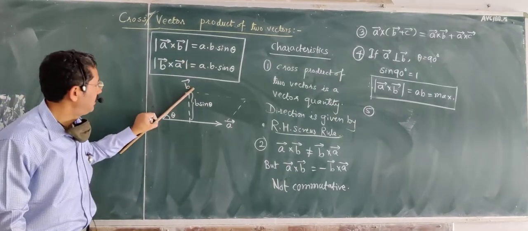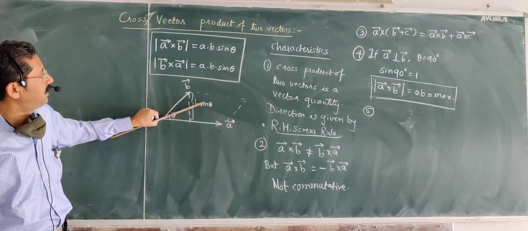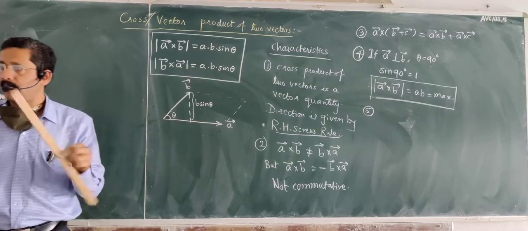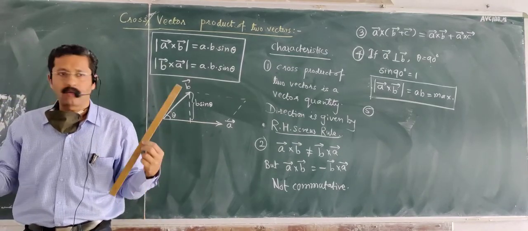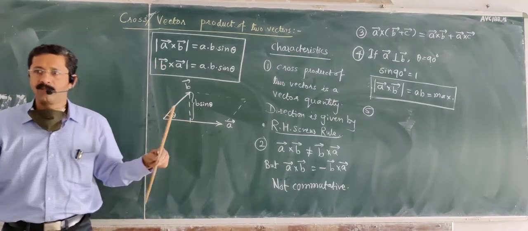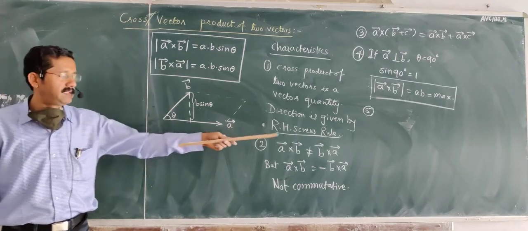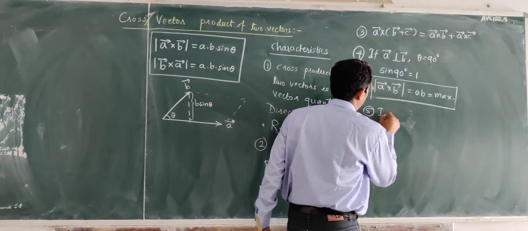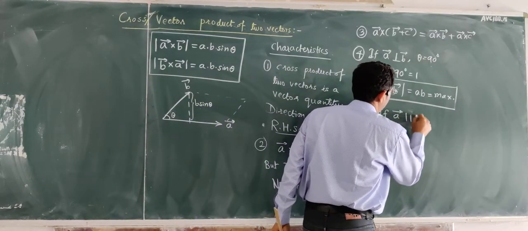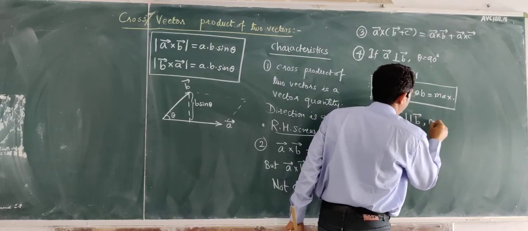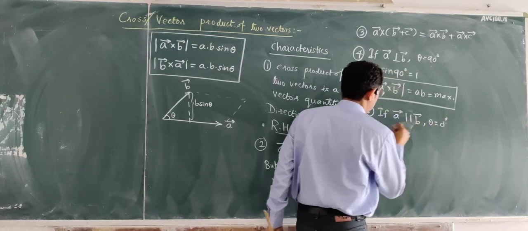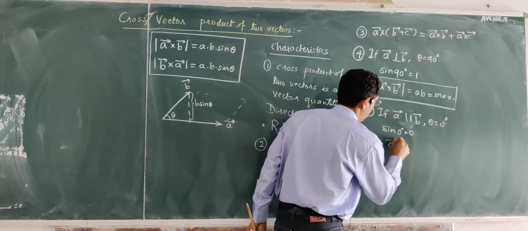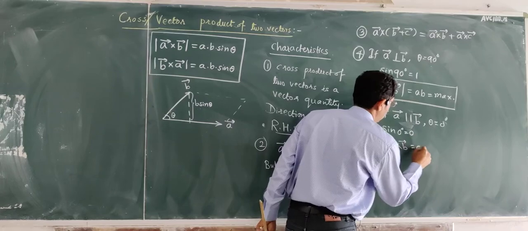If vector B slowly starts coming down, down, down, and this angle becomes 0, your parallelogram will cease to exist. Its area has become 0, and that's what is seen even by mathematics. That whenever vector A is parallel to vector B, you have got theta is equal to 0 degree, sine of 0 degree is equal to 0, and therefore A cross B will be equal to 0.